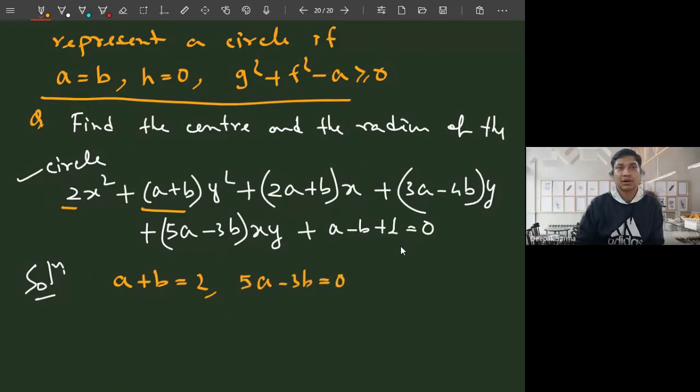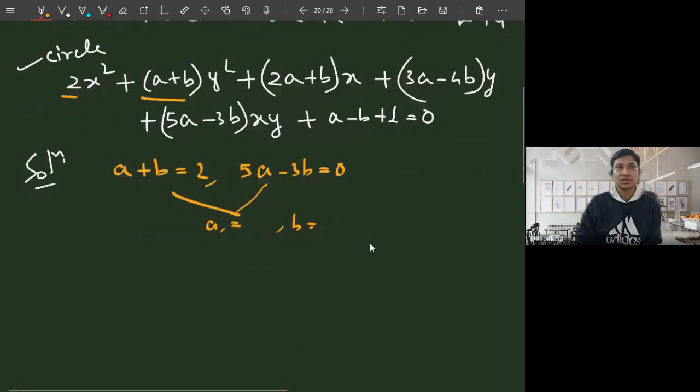If you solve them, what do you get? You get some values of a and b. I'm not going to write them. So you get a equal to something and b equal to something. Once you get the values of a and b, if you put them in the equation, it will be a simple equation.